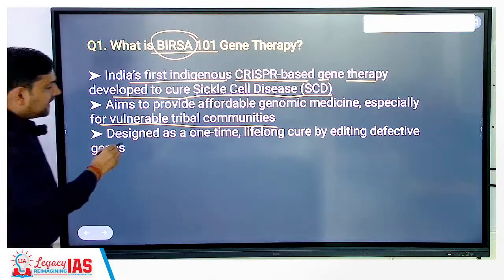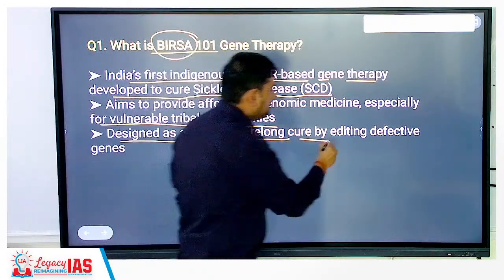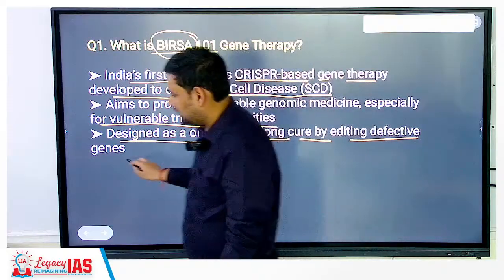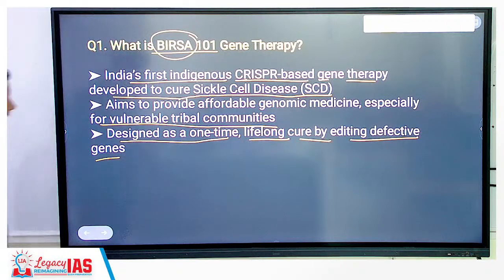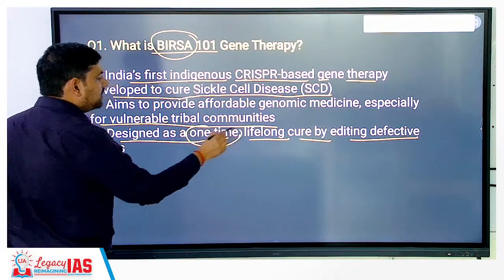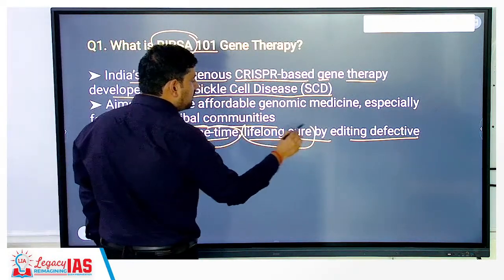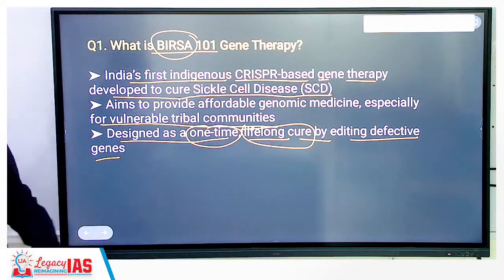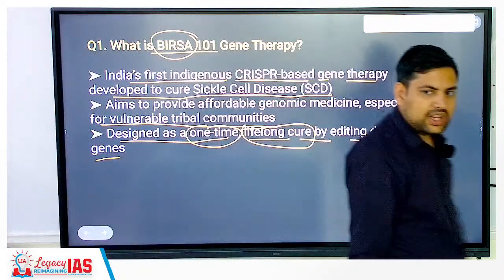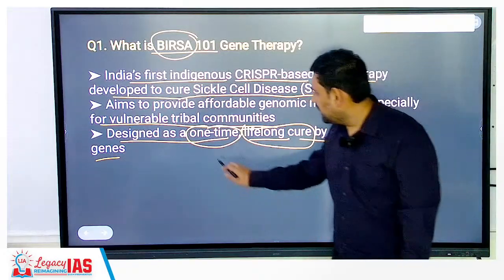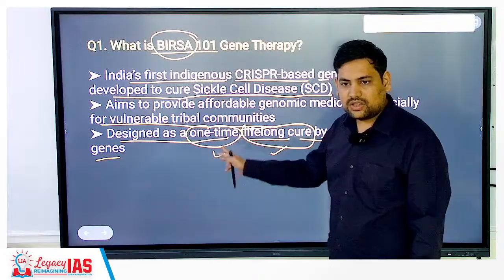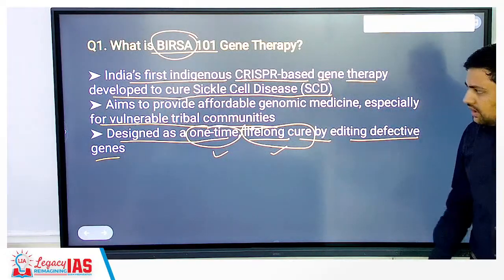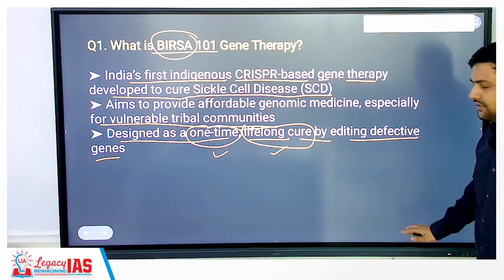Then designed as a one-time lifelong cure by editing defective genes. This is important. This may seem extreme to you. One-time lifelong cure. Now how effective it will be, that will come later. Right now we are in phase 2, phase 3 trials. But if this is given as a statement, you have to mark this correct because this is given in PIB. So this is a one-time lifelong cure.